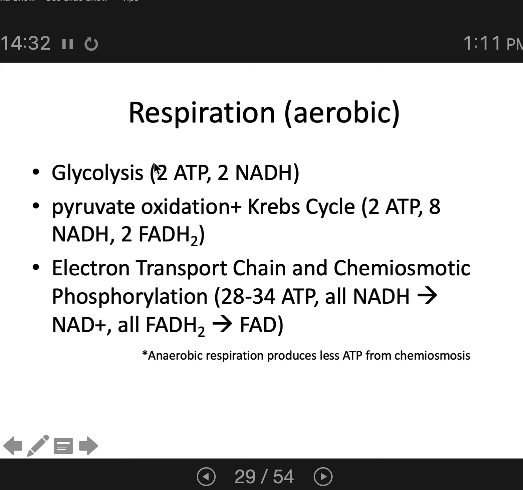You invest 2 ATP because you're investing energy, which is destabilizing glucose, and then 4 ATP come out for a net gain of 2 ATP. Okay? So glycolysis is about destabilizing the sugar.